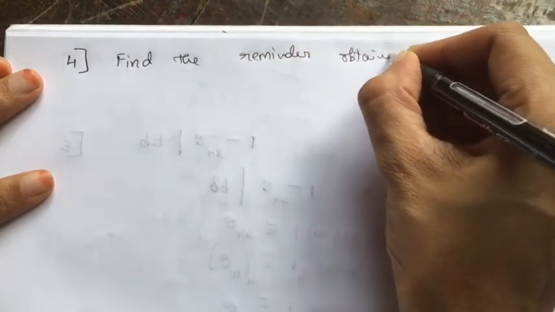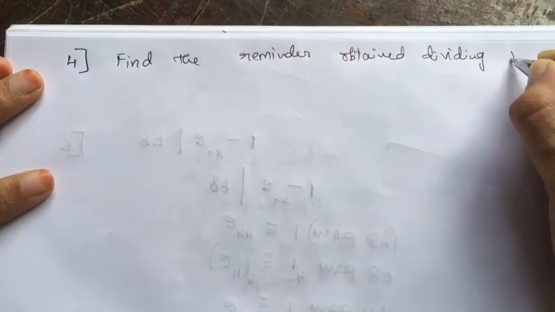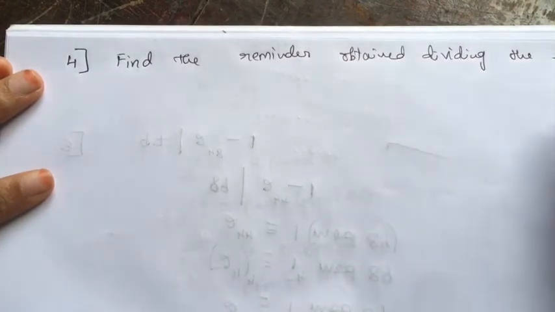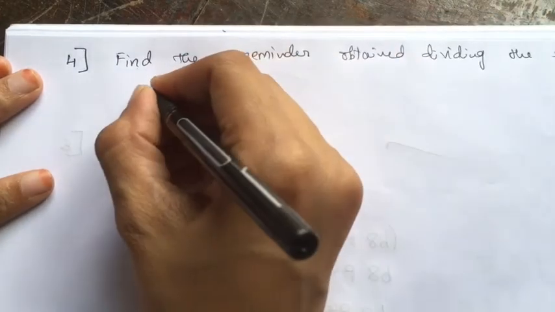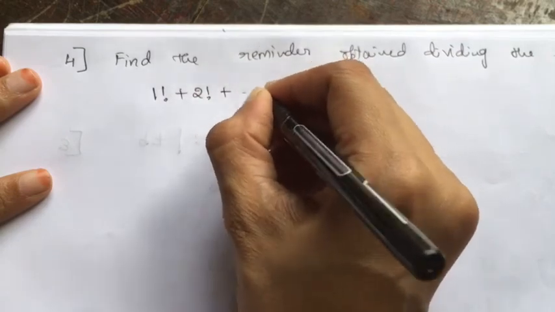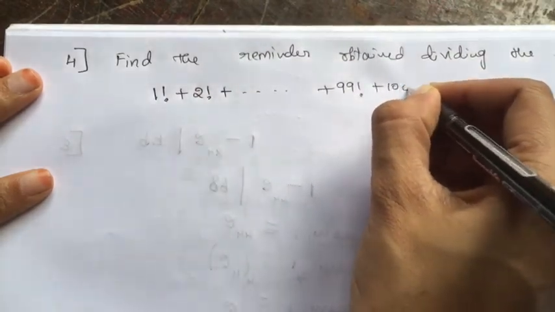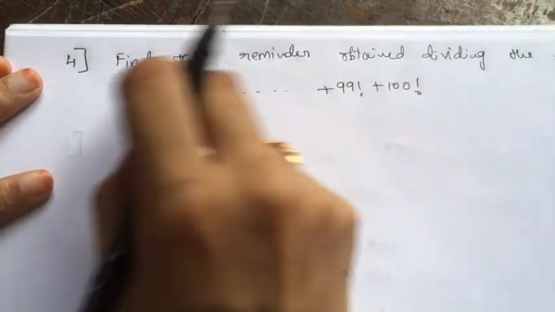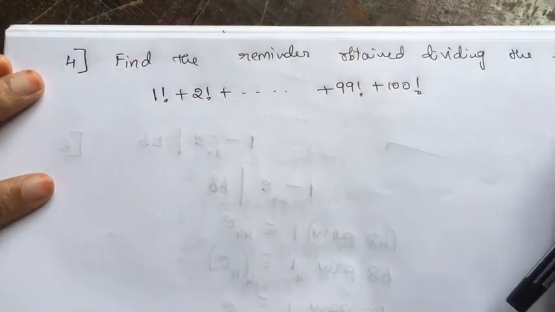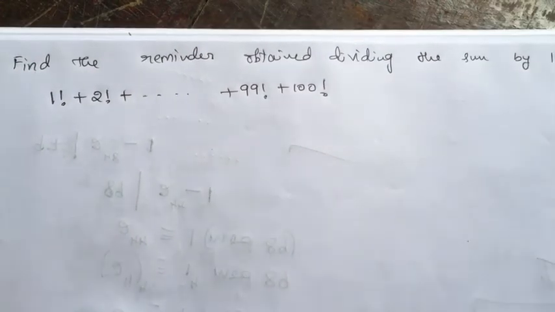Find the remainder obtained by dividing the sum by 12, and the sum goes like this: 1 factorial plus 2 factorial plus 3 factorial and so on, plus 99 factorial plus 100 factorial. If this sum is divided by 12, then what is the remainder I am getting? I have to take that.